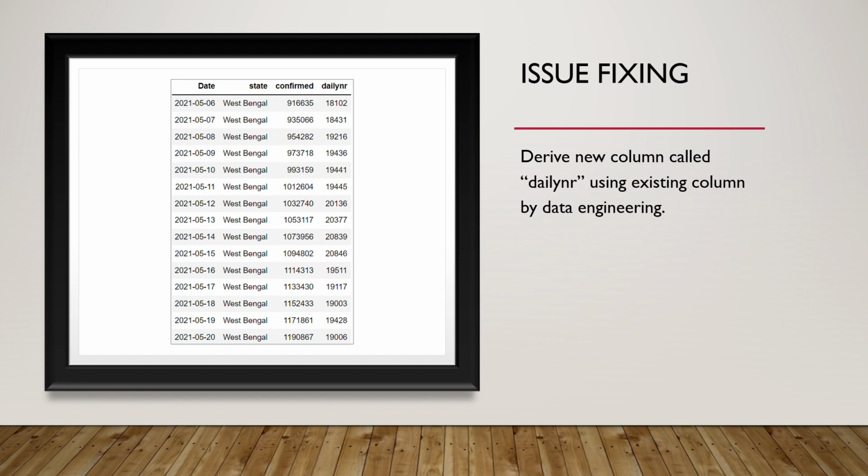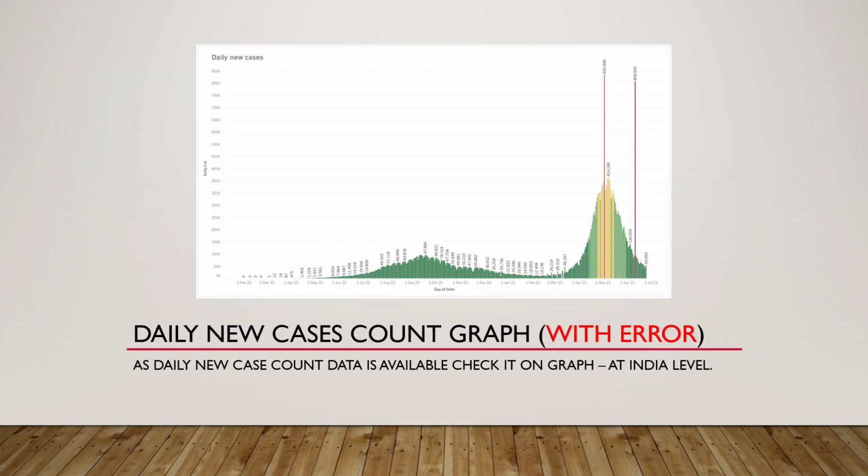Now the right time to check the daily new case numbers at the India level graphically. At first sight it looks like an appropriate graph. However, two data points spiked up and indicate an error. After analysis, it has been determined there is a duplicate name for the same state. This needs to be fixed.